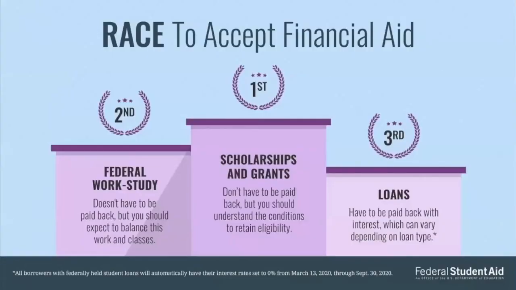You want to accept your aid in this order: scholarships and grants, which is gift aid that doesn't have to be repaid; federal work study, which is earned money that doesn't have to be paid back; and then student loans, because this is borrowed money that must be repaid with interest, and you're trying to avoid that.